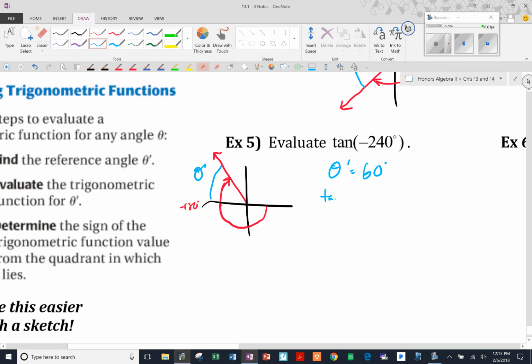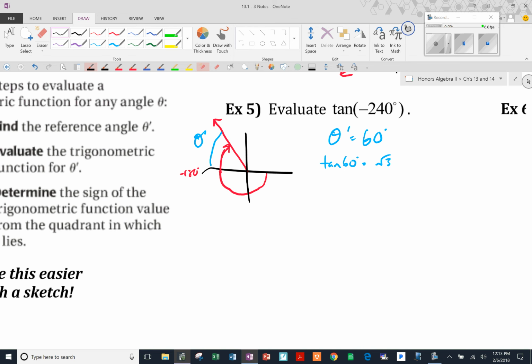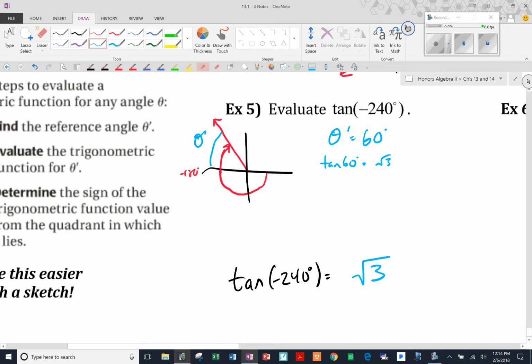Right away, write this. The tangent of 60 degrees from up above is the square root of 3. Right? Do you see that in your table? That's going to be part of our answer. Let's start writing our answer down below here. Tangent of negative 240 degrees equals, well, we just got the square root of 3 because the reference angle was 60 and we were taking the tangent.